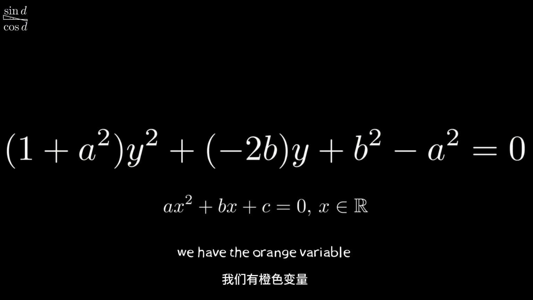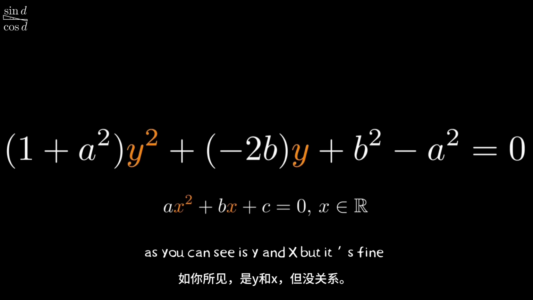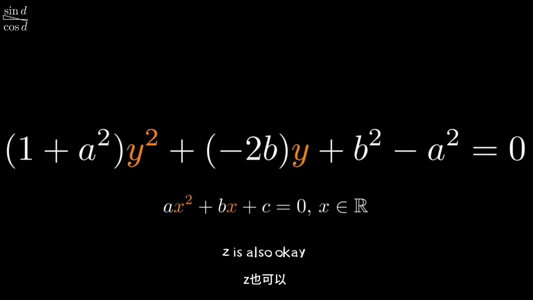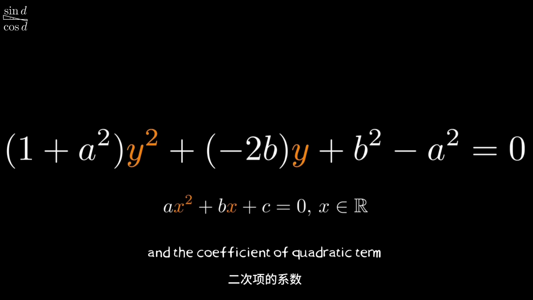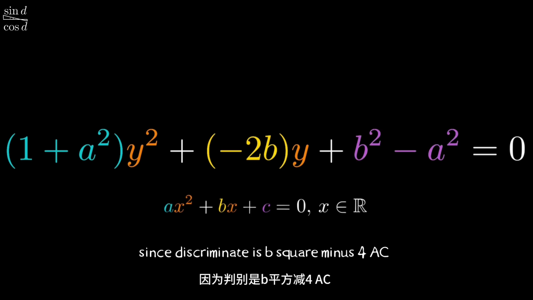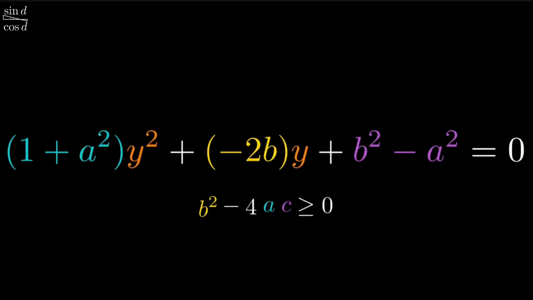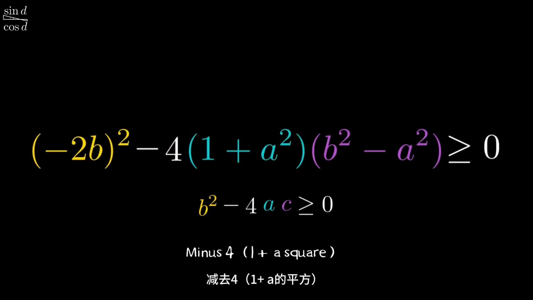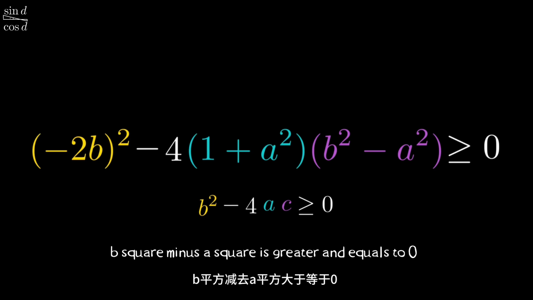We have the orange variable. As you can see, it's y and x, but it's fine. Z is also okay. And the coefficient of the quadratic term, the coefficient of the linear term. Finally, our constant. Since the discriminant is b squared minus 4ac, we have negative 2b squared minus 4 times 1 plus a squared times b squared minus a squared, which is greater than or equal to 0.